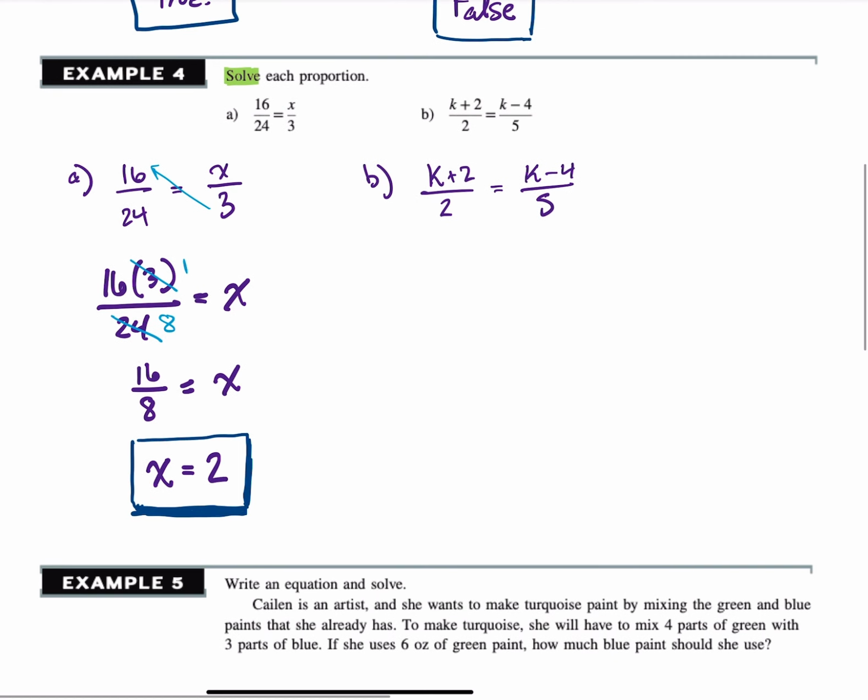So here I'll cross multiply on both sides. Because once we have everything flat, there's no fractions like this, we'll be able to solve like from one of our previous sections. It'll just be an equation with variables on both sides. So I can view this as 5 times k plus 2, because 5 is going to multiply by everything on top. And then similarly on the right side, we'll have 2 times k minus 4.